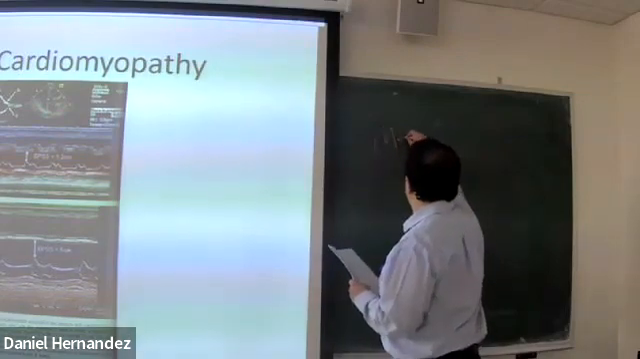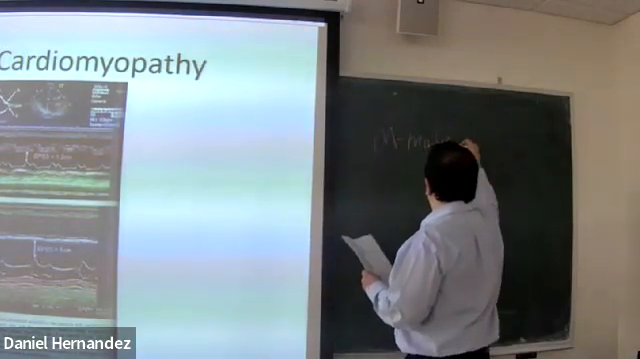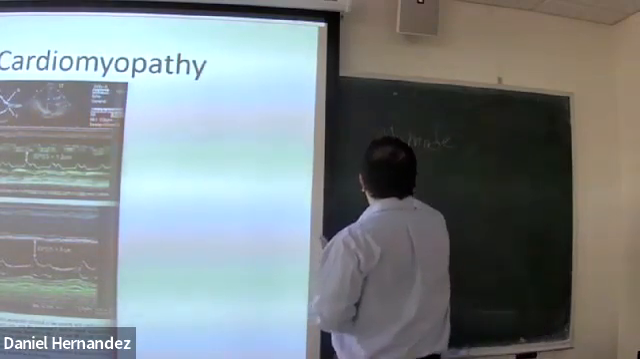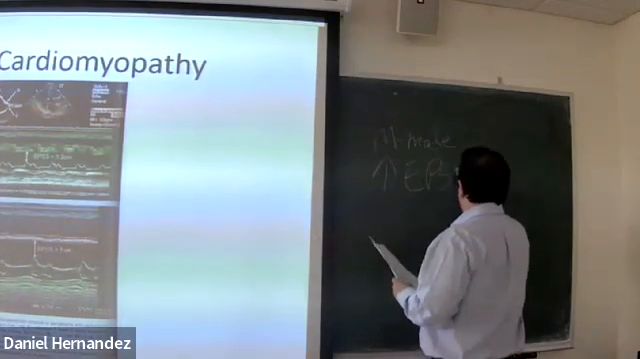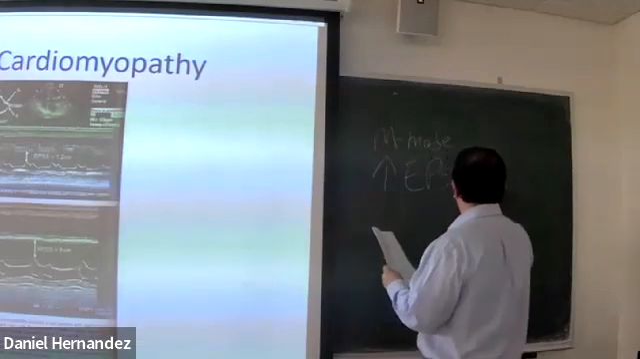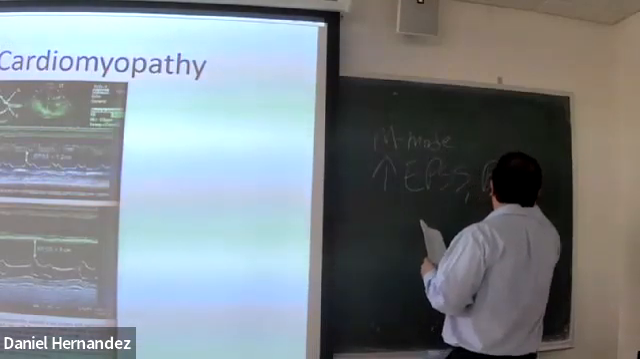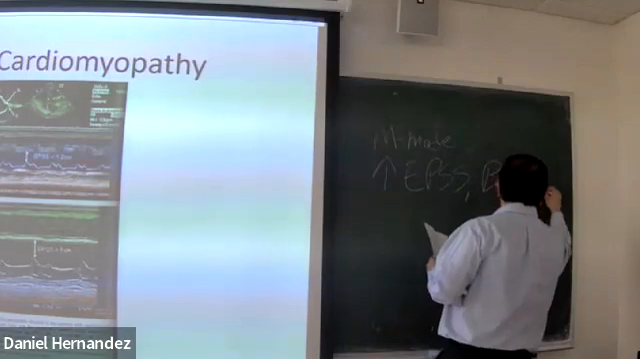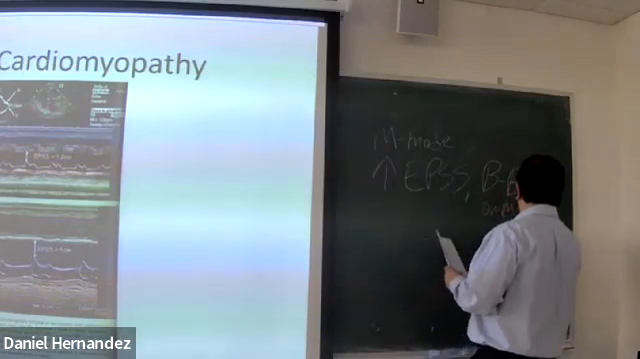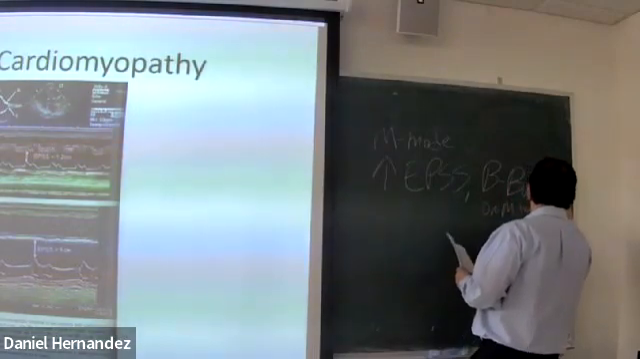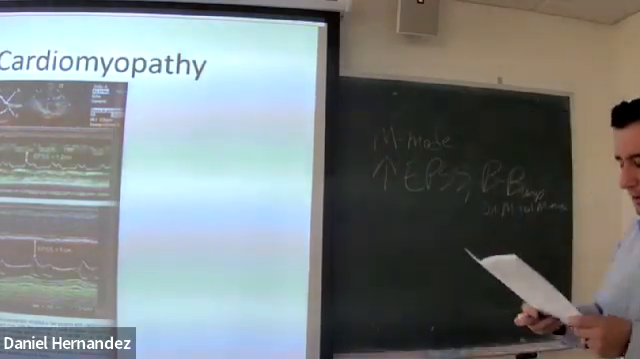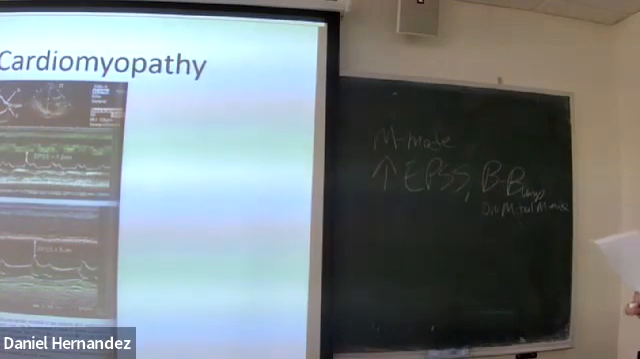With M mode, again, we have increased EPSS. You can also see a B-bump on the mitral valve. Again, that's due to those elevated pressures or elevated end diastolic pressures.